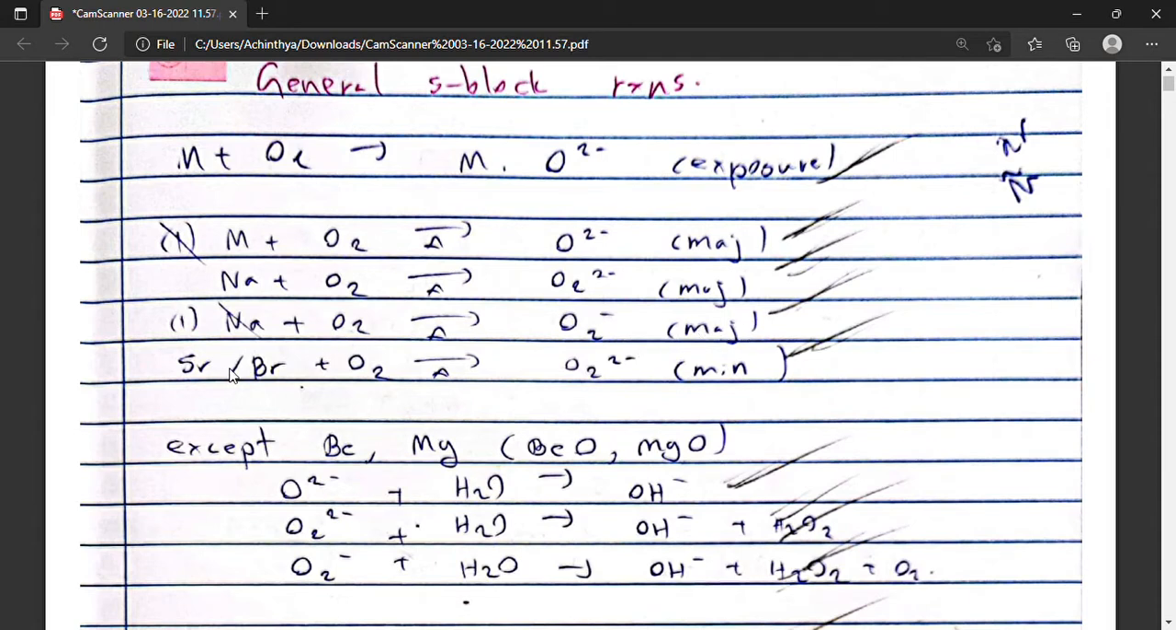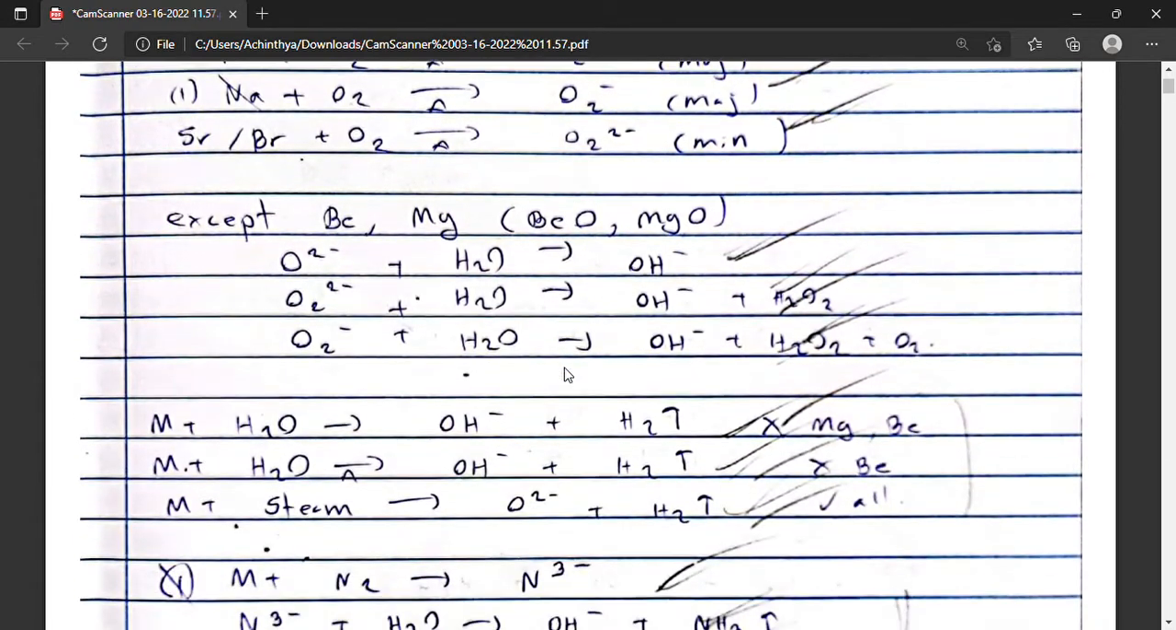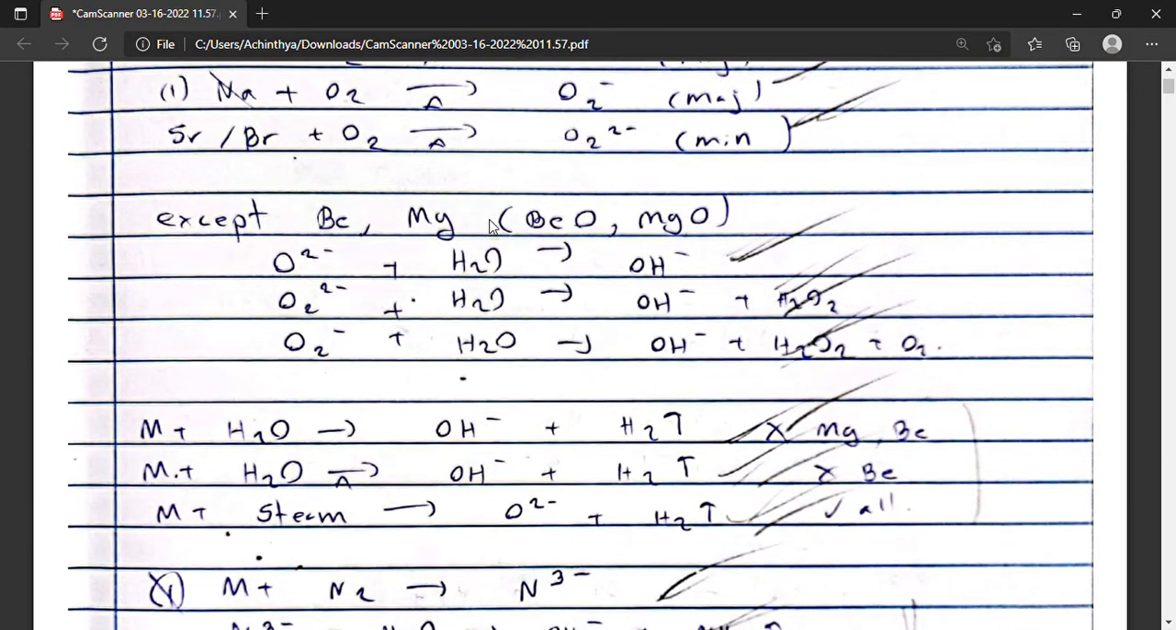Now remember, strontium and barium, they are group 2 metals. They will combust in oxygen to form their metal oxide, but as a minor product they might be able to form their respective peroxide as well. Now except for beryllium and magnesium, metal oxides will react with water to form their metal hydroxide.